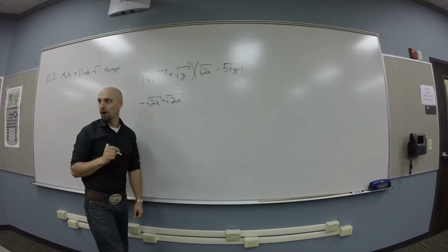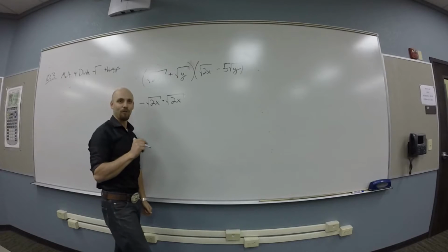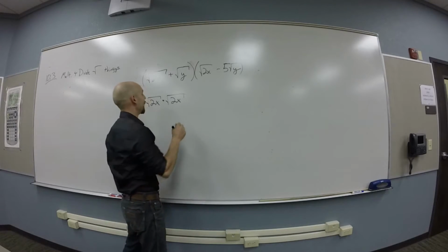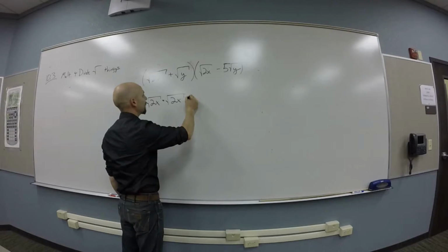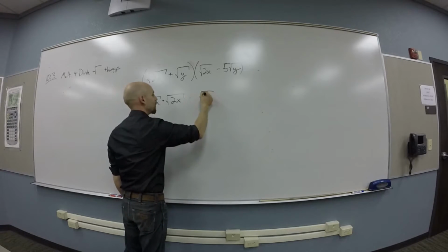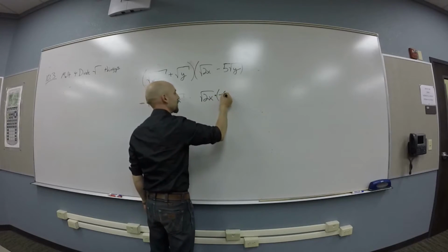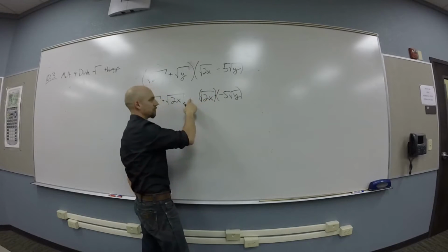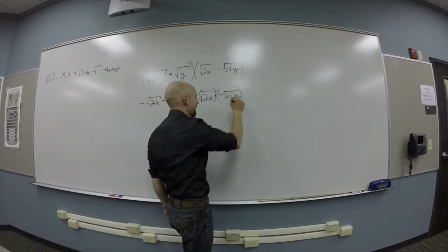Okay, and then, how do you spell foil again? And then O is outer. Outers. So I get square root of 2x times negative 5 square root of y. And this symbol should be a multiply. Add. You add the things you're foiling, right?